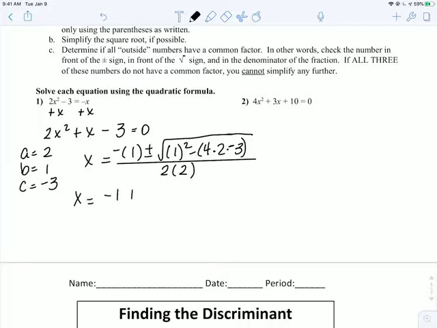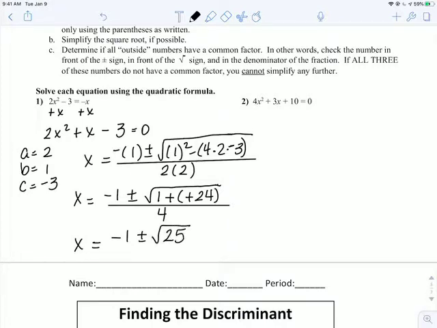So I've got a negative 1 plus or minus the square root of 1 minus 4 times 2 is 8, and 8 times negative 3 is a negative 24, all over 4. And you can plug this into your calculator, but I want to show you how easy it is to just do it by hand. So here you've got 1, the negative of a negative becomes a positive, so 1 plus 24, which is 25. And that's going to be nice because 25 is a perfect square.